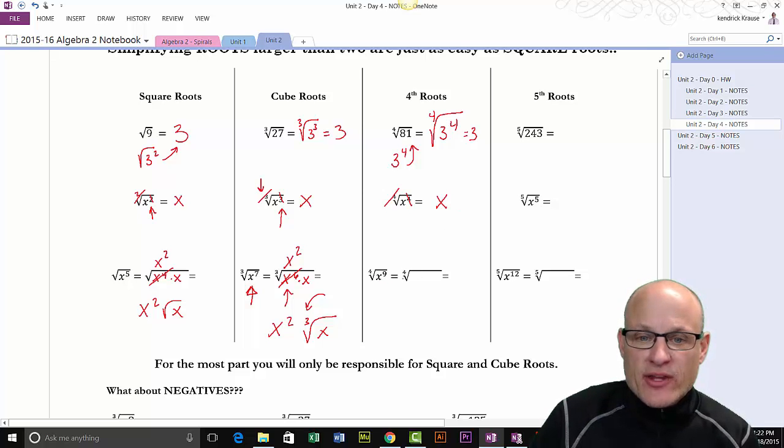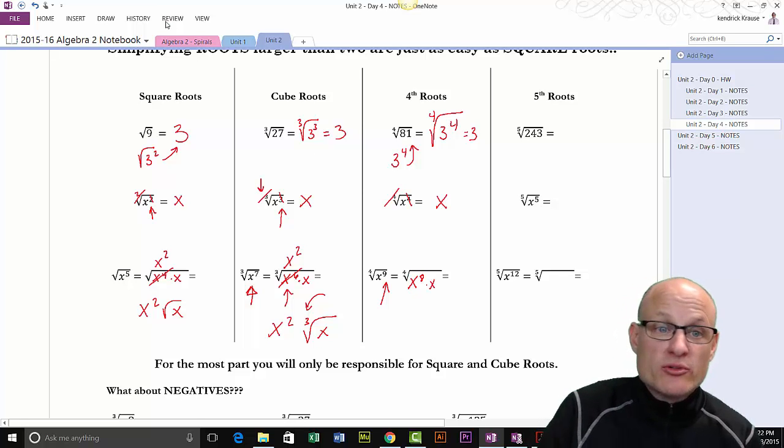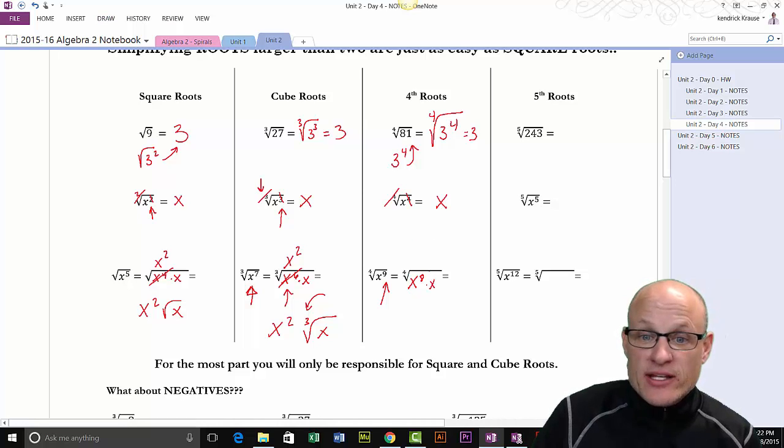And now let me do x to the 9th. I'm looking for groups of 4. I want to get as close to the groups of 4 as possible. So I'm going to rewrite this as x to the 8th times x. Well, the cube root of x to the 8th is x. Excuse me, the fourth root of x to the 8th is x squared, fourth roots of x.